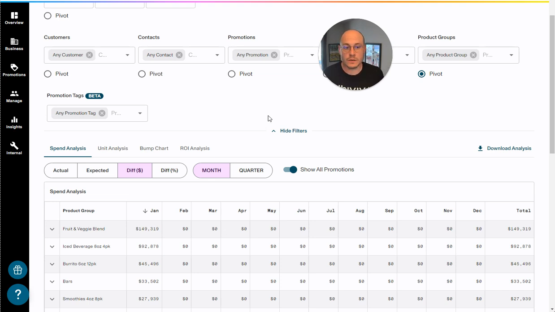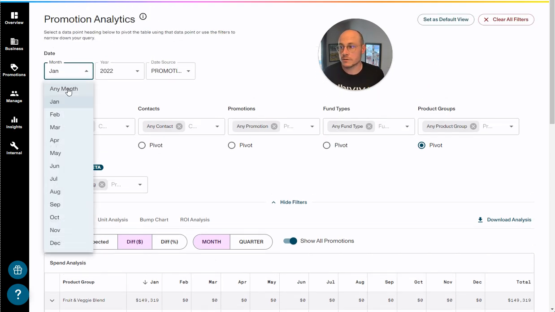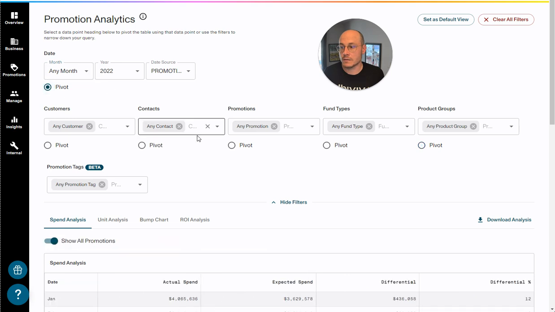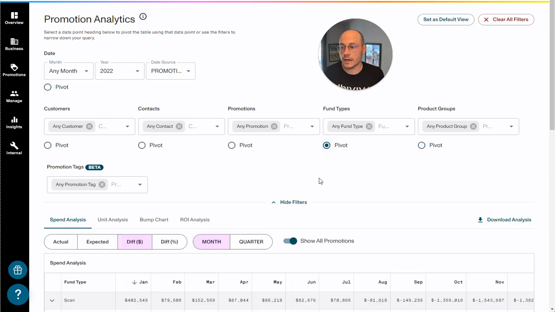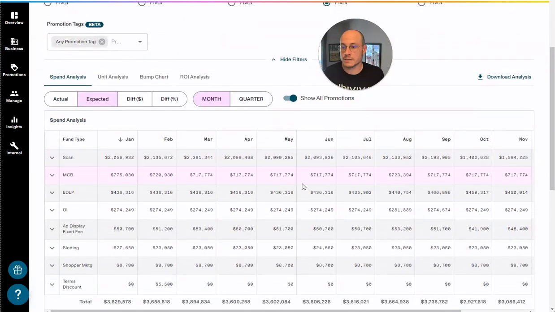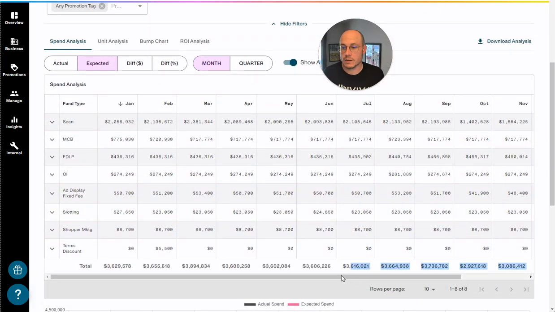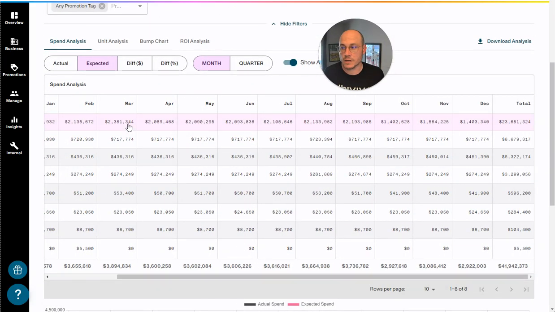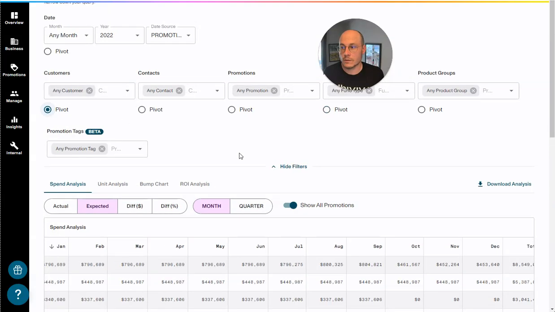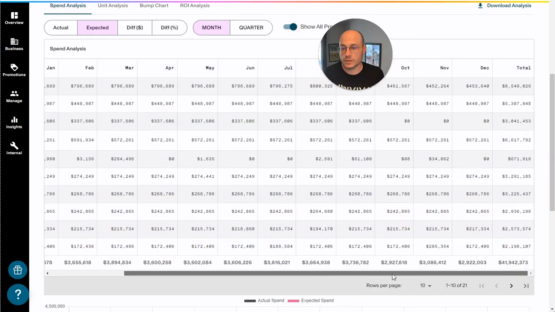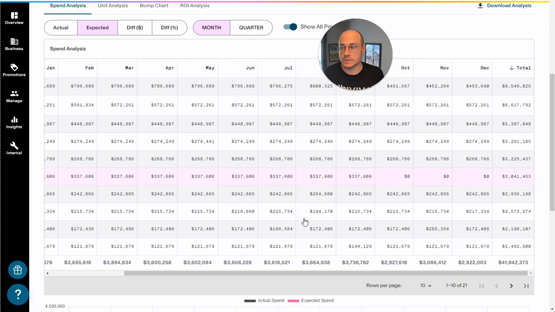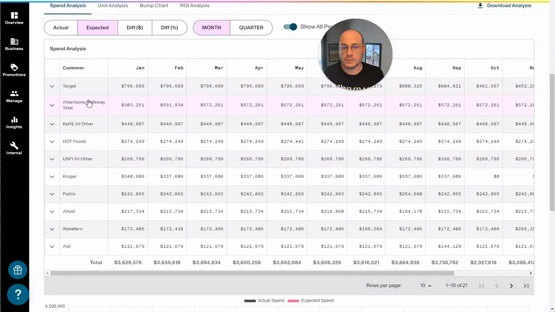Another thing that we can do here in terms of manipulating that actual and expected spend is understanding how much are we expecting to spend in future periods. So if I jump back to the any month view, maybe I want to look at fund type here and look at expected and see over time, how much are we planning on spending by each type of trade or within each customer? Which customer am I planning on spending the most this year? And it looks to be Target.